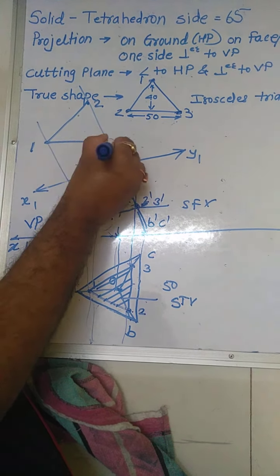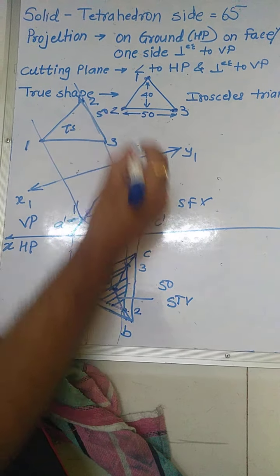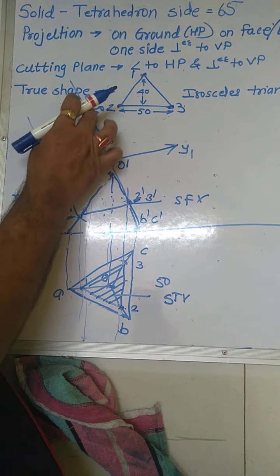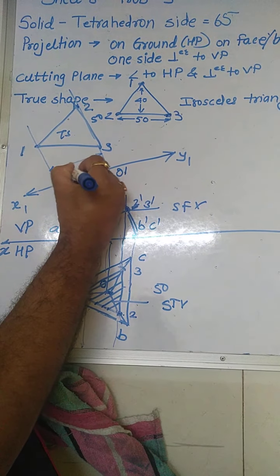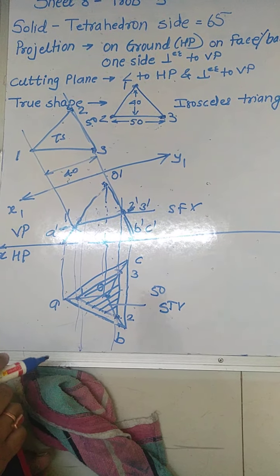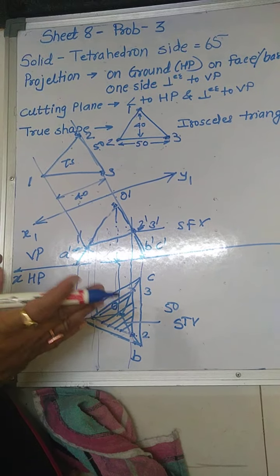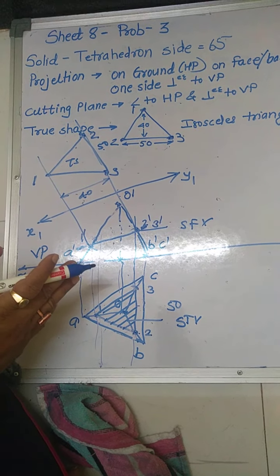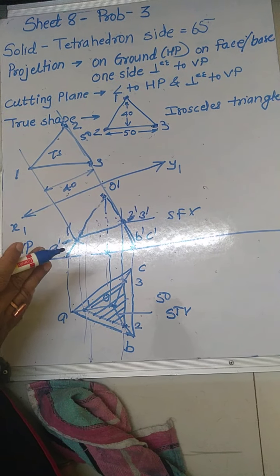So here you will get the true shape where the base is 50, as this distance is 50, and this distance is 40. So we will get here the 40 altitude and 50 base. This is how we will have to draw the problem of cutting a true shape as an isosceles triangle from a solid, that is a tetrahedron.